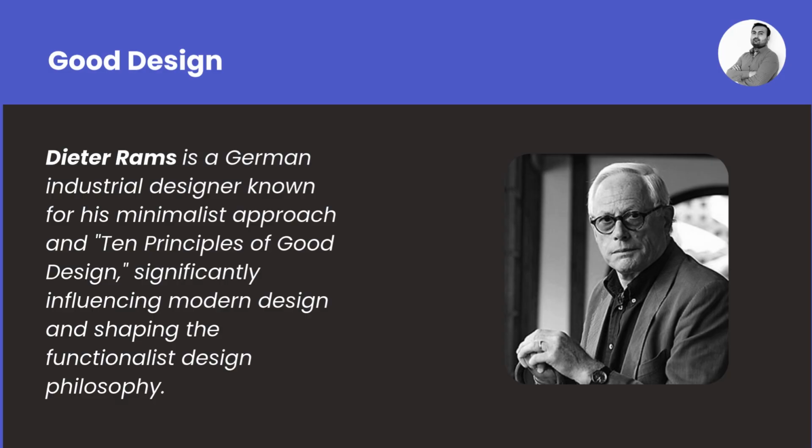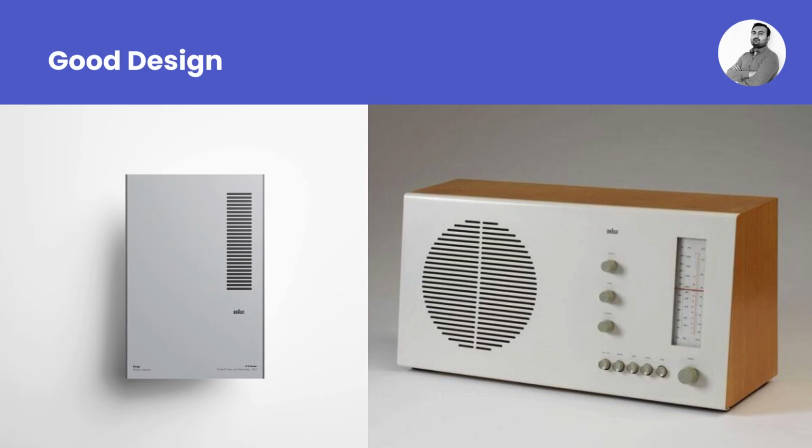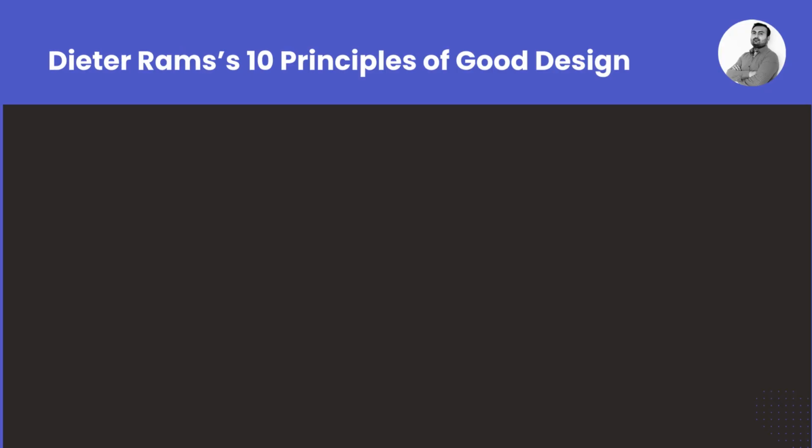Now let's meet another design icon, Dieter Rams. While he designed physical products like radios and appliances for Braun, his functional principles of design apply perfectly to digital UX and UI today. Let's go through his 10 principles of good design. According to Dieter Rams, the 10 principles of good design are: good design is innovative.